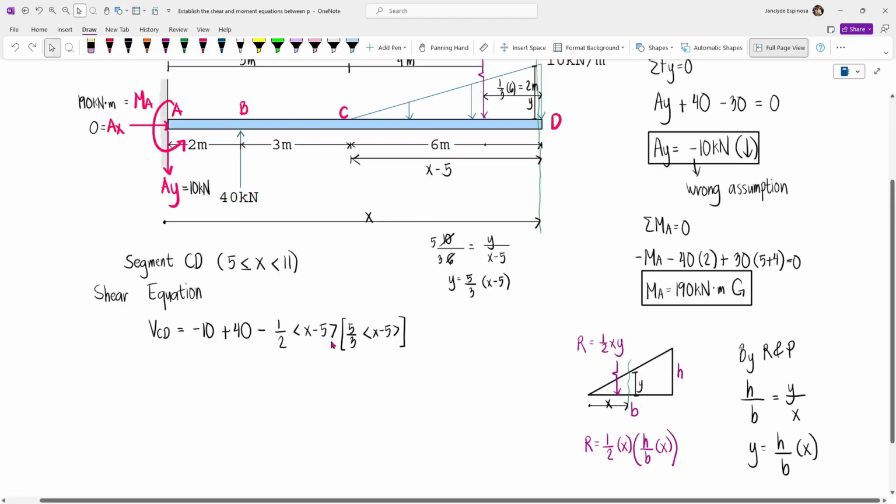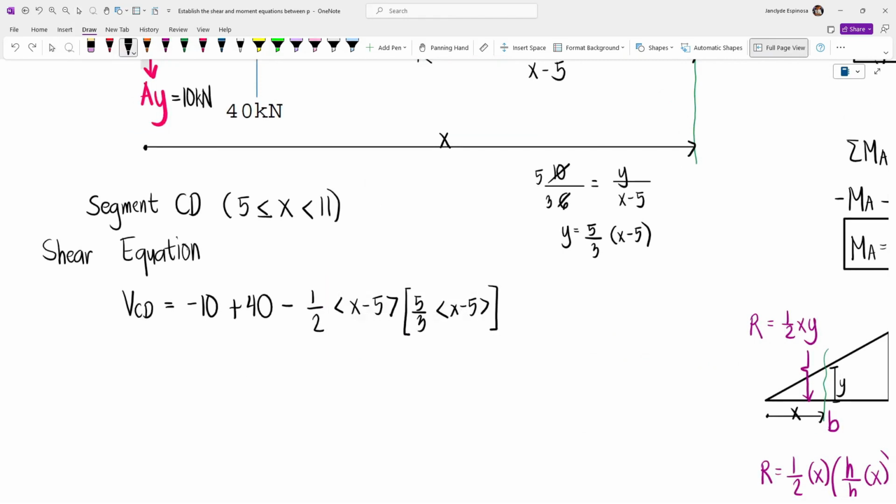Now we can simplify this further by expanding this one. So we have VCD equal to -10 plus 40. That's gonna give us +30. And then we can now join the constant terms. And then we're gonna join x minus 5 and also x minus 5. So minus 1/2 times 5/3. That's gonna give us 5/6. And then since we have two terms of x minus 5, then we can just join the two. This will now become x minus 5 and then squared.